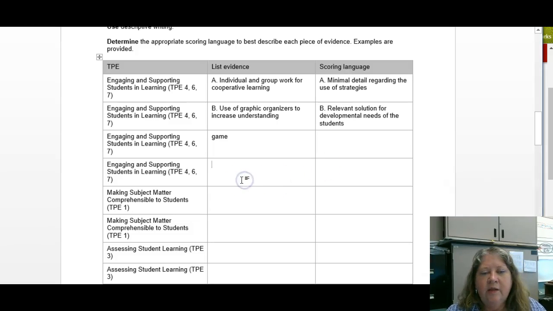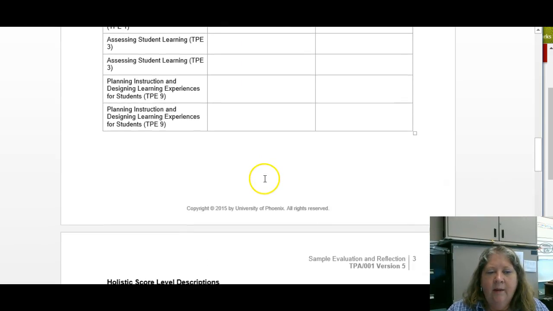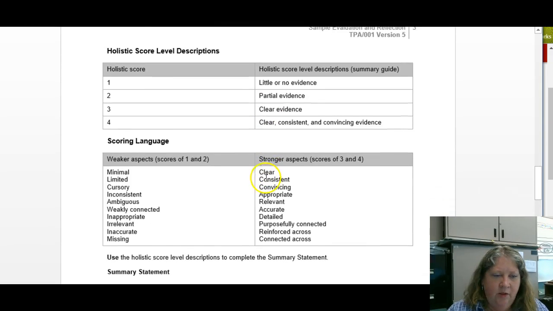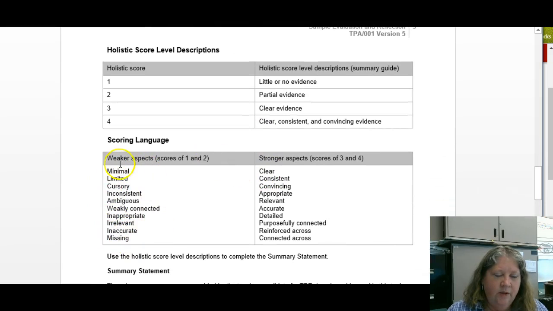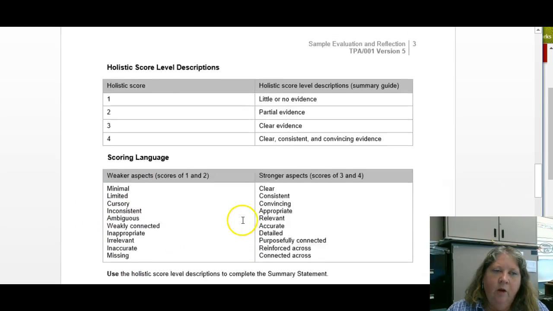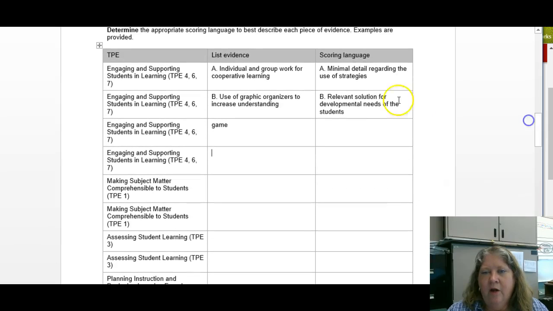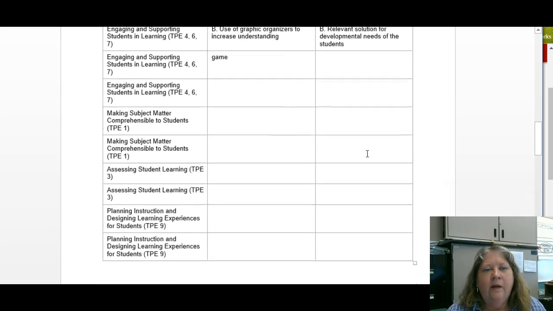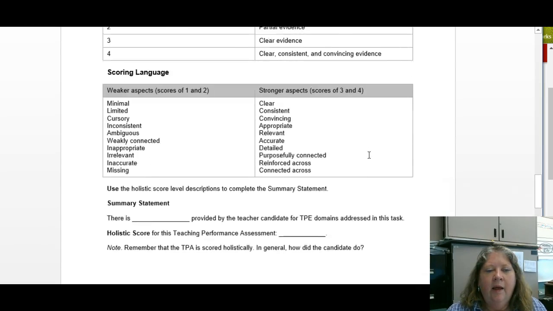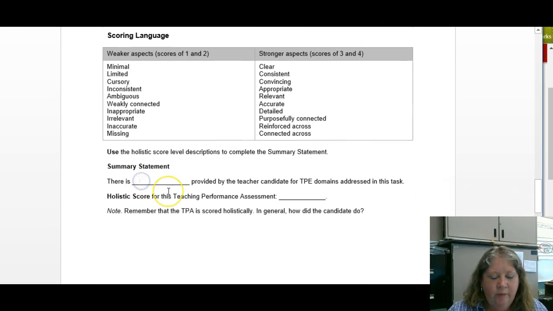If you find something in the sample TPA or in your own TPA that's a little minimal, it's a little weak, that needs more detail, then you would say what that was, and then you would come over here and choose a couple of these words to describe it. Ultimately, after you finish filling out this chart, if you look down the side on the scoring language, you look for what consistently keeps coming up. You keep getting accurate, you keep getting detailed, you keep getting relevant, and then you say to yourself, oh, well, this is a pretty good TPA. And down here, the words that are repeated the most you'd use.